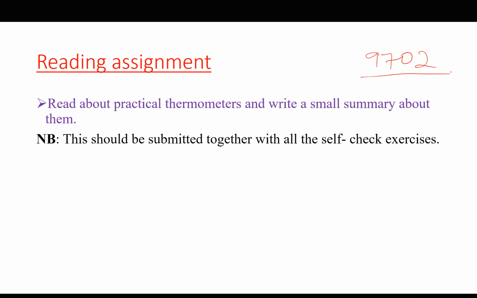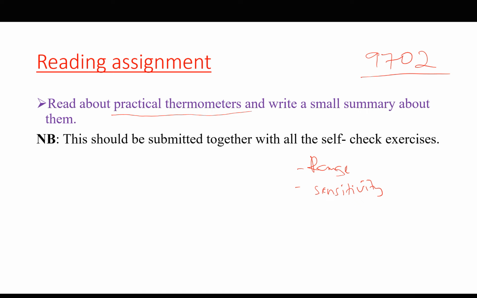In our previous lesson, that was temperature lesson 1, I guess we stopped on this reading assignment. I told you to read about the practical thermometers. These are basically the thermocouple, the thermistor, the liquid in glass thermometer. And I expected you to try and compare them in terms of range. You were supposed to look at the range, also look at the sensitivity, compare the sensitivities of those thermometers and then know which one is suitable for what.